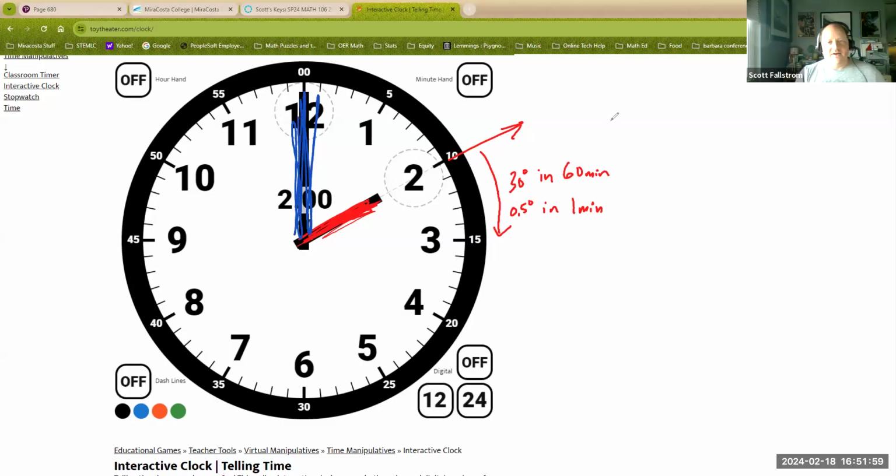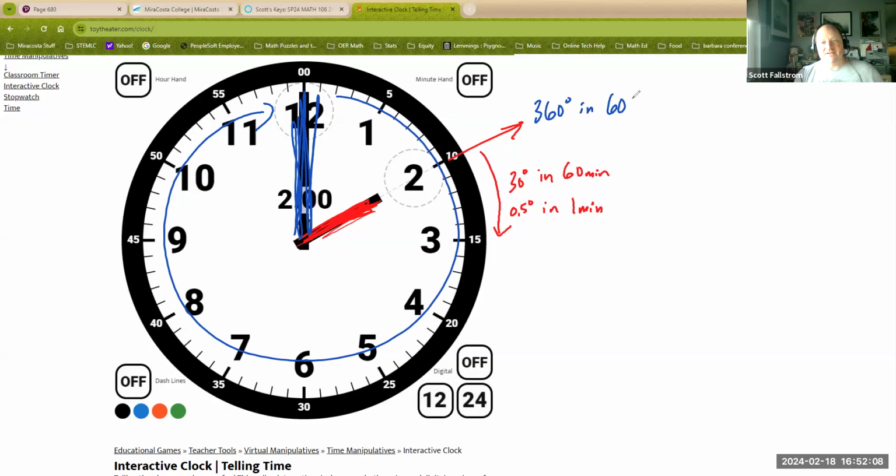It's going straight up and down right now. That one goes all the way around in 1 hour, so it goes 360 degrees in 60 minutes. Let's divide those by 60 as well. So we maybe can do something about, let's go by the minute, and that would be 6 degrees in 1 minute. Okay, 6 degrees in 1 minute for one of them, half a degree in 1 minute for the other.